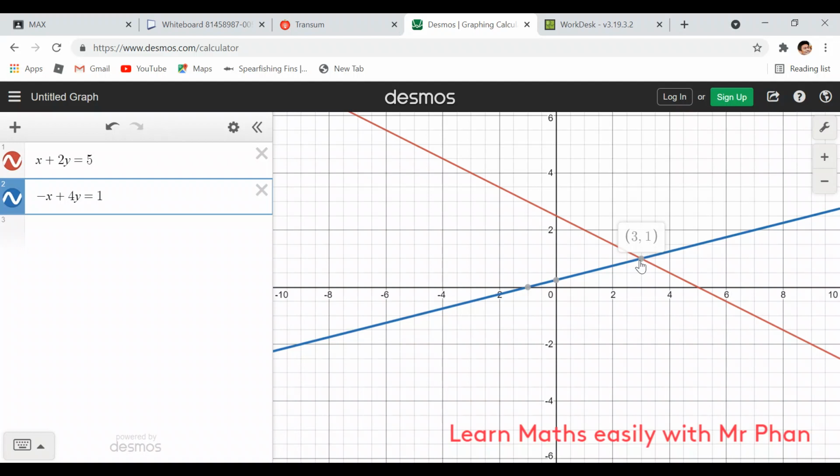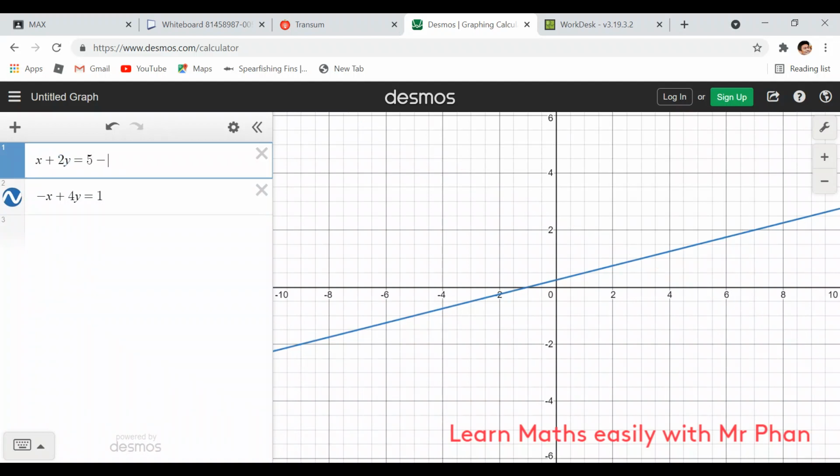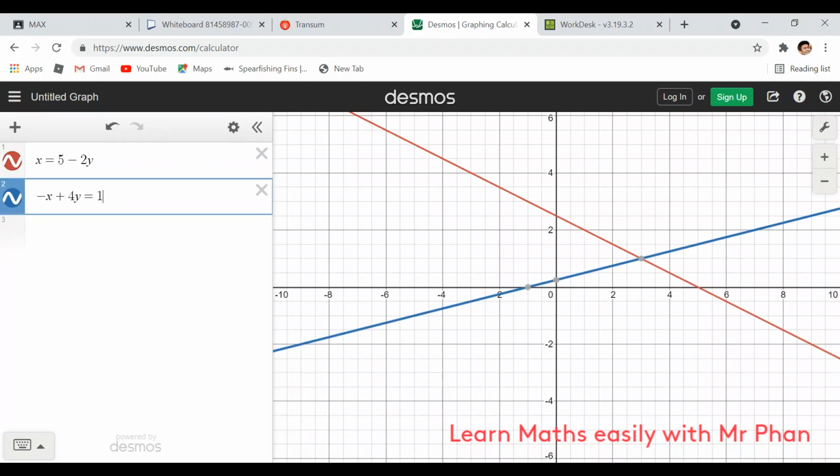And you look here. If I change this one the other way, I move 2y to this side, so I write down minus 2y, and I take that one off. This time I'm using substitution, and I still have the same answer because actually they are the same line. So you just rearrange the equation, and then you apply whatever method is easy for you.